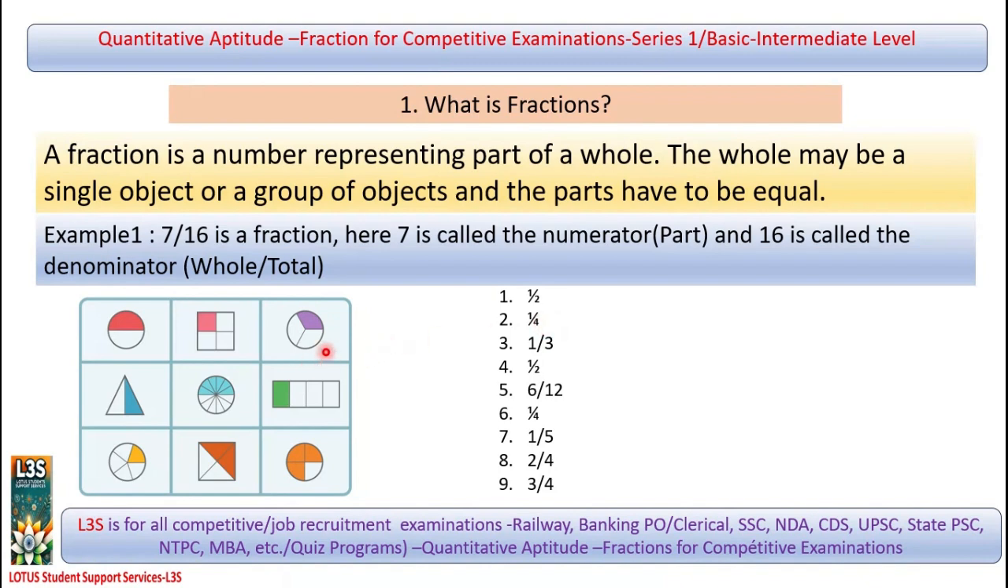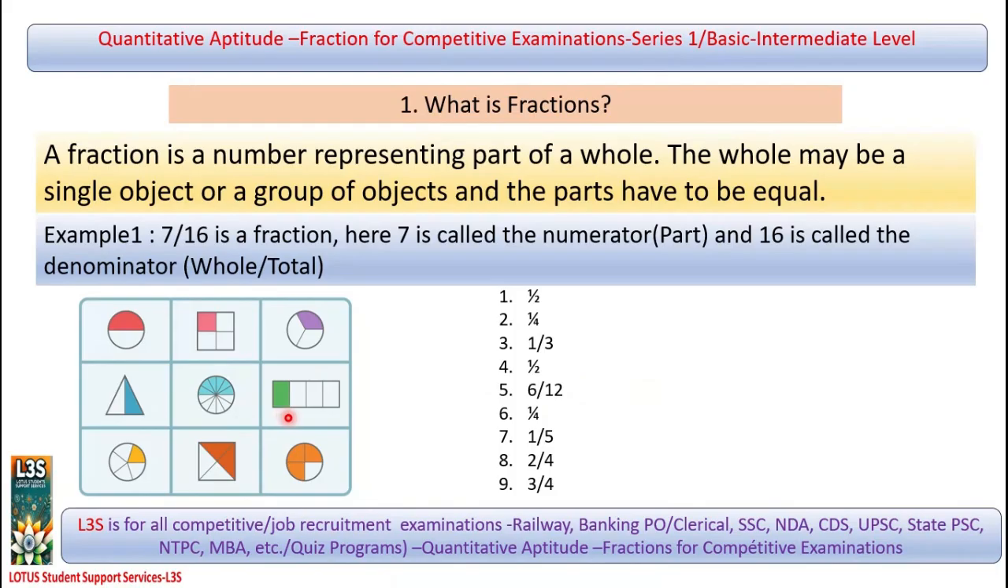Next one, it's a circle, it is divided into 3 parts and one part is shaded or colored, so the fraction will be 1 by 3. Next one, it is a triangle, it is divided into 2 equal parts and one part is colored blue, and the fraction of that part will be 1 by 2, because 2 total parts and one part is colored blue, so 1 by 2. The next is a circle, it is divided into 12 equal parts and the top 6 parts are colored blue, so the fraction will be 6 by 12.